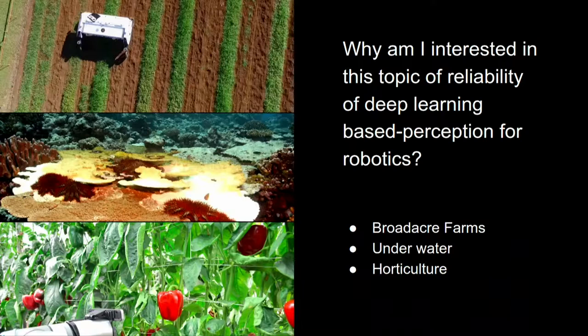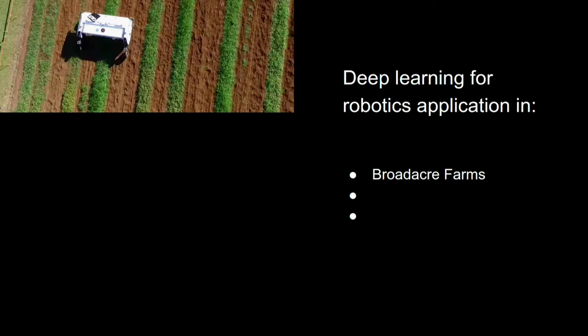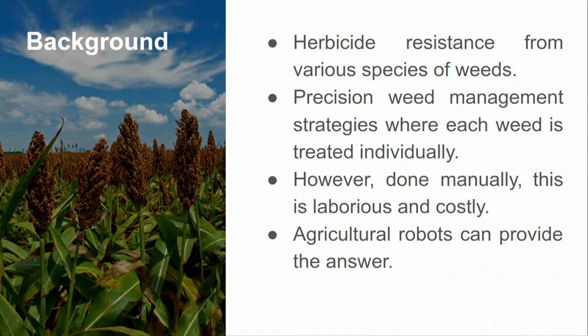So again, why I'm interested? Because of these three projects. The first project is about deploying deep learning on an agricultural robot, which is called Agbot 2. For this audience, I don't think I need to give this kind of background, but it's the problem of herbicide resistance in Australia. One solution is to use a more precise treatment where you can distinguish between the weeds, and you can use targeted treatment for each of these kinds of weeds. It can be mechanical weeding, microwave, or maybe you still need to use the chemical. Done manually, it's very time-consuming. Agricultural robotics can help.